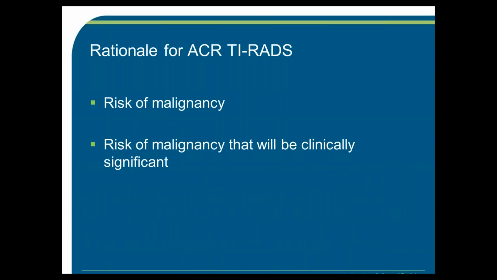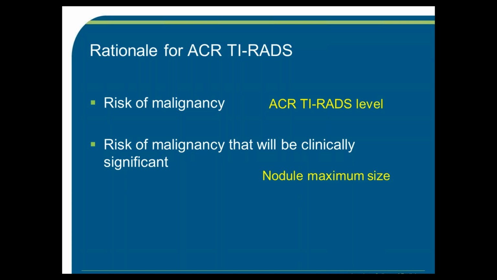So the rationale for ACR TI-RADS is that we want to identify nodules that are at high risk of malignancy and biopsy less benign looking nodules. And then of the nodules that are malignant, we want to target the ones that are going to be clinically significant. So what the ACR TI-RADS level does, 1 to 5, is only based on the nodule features of composition, echogenicity, margins, shape, and echogenic foci. There's nothing about size when it comes to the risk level.